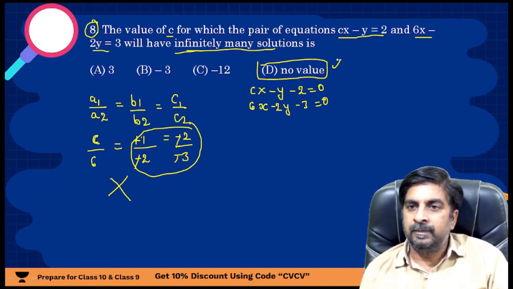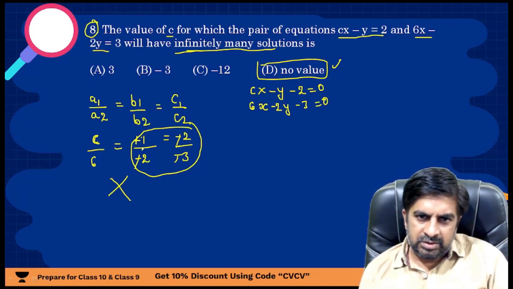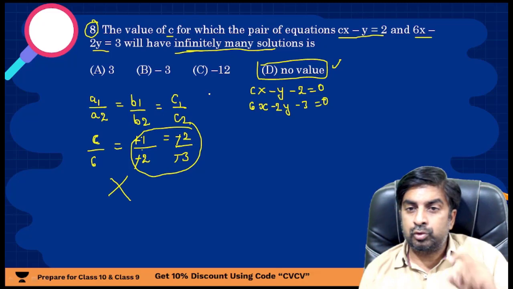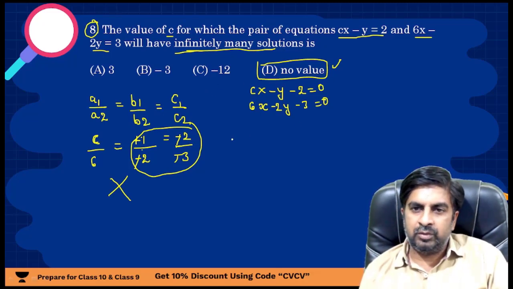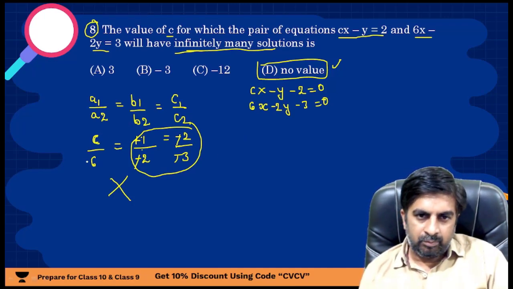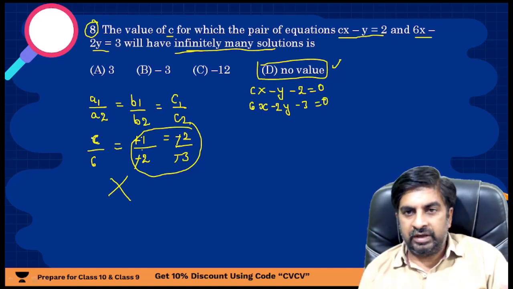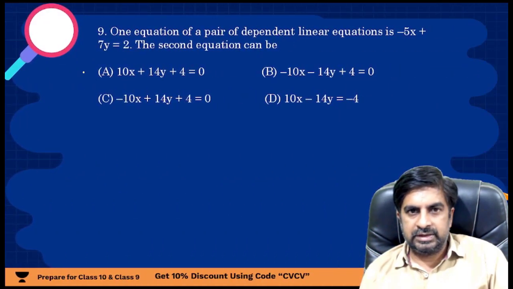We cannot get infinitely many solutions by just putting the value of c from any of these terms, unless these two are equal. Here these two are not equal, so we cannot make infinitely many solutions with this equation. This should be the same. Then and only then, if these two are the same, I can make this equal to these two, and then only can I find the value of this. But actually these two are not equal, so no value. Directly we can say this condition is not possible. Moving towards the next question, guys.